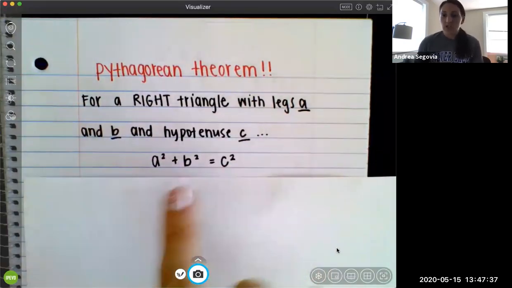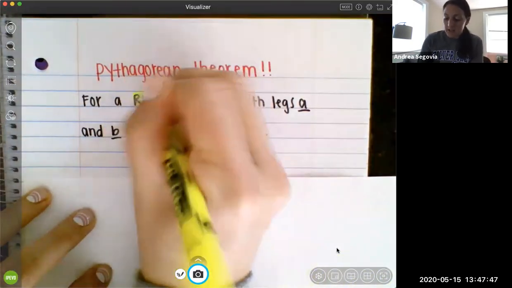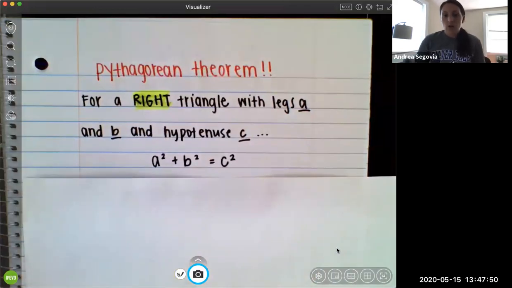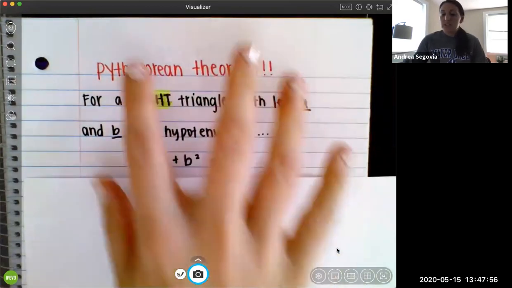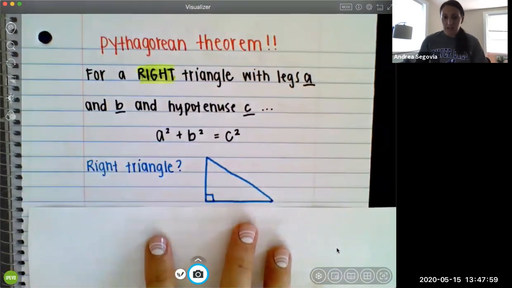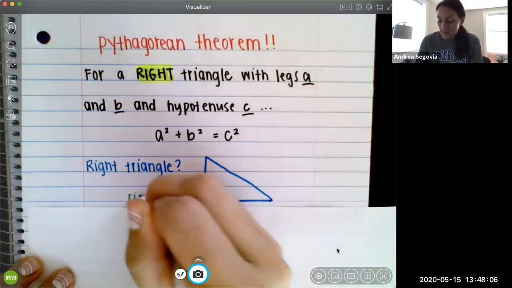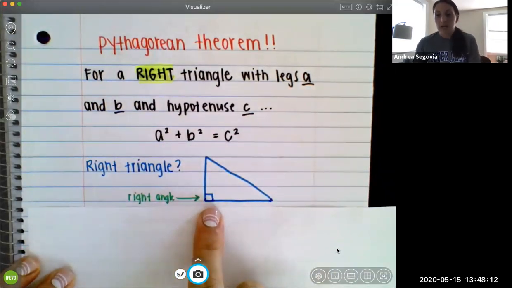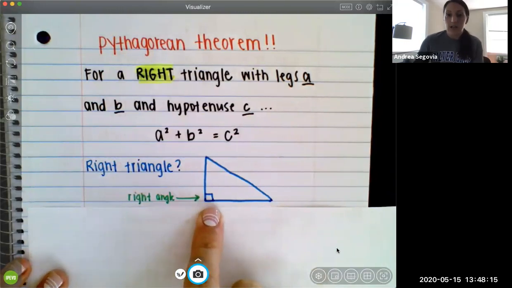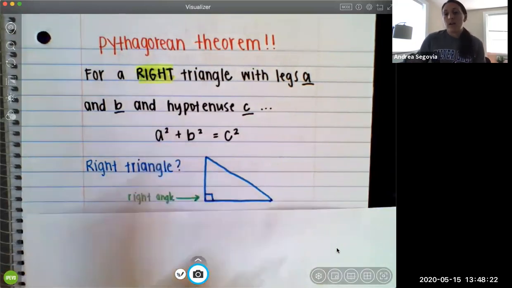So this is the exact definition, but let's break it down a little bit to think about what this theorem is saying. We're only going to be focusing on right triangles. Right triangles have 3 sides, A, B, and C, but they're different than other triangles for one particular reason. Right triangles specifically have a right angle. So this theorem only works for triangles that have a right angle. If you're looking at a triangle that does not have a right angle, this equation will not work. And we're going to look at some examples of when it works and when it doesn't work.